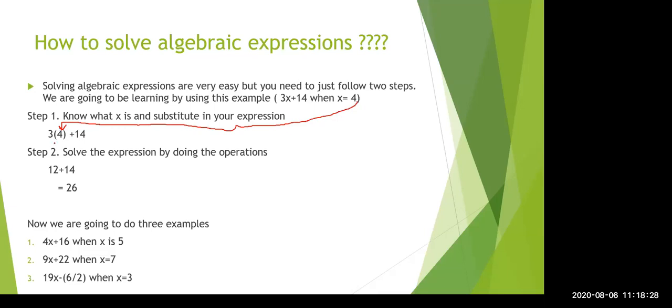Since we know what x is, this is just a regular order of operations or a regular math problem. We're first going to multiply 3 times 4, which equals 12, and then add 14, and that equals 26. So, when x equals 4 in 3x plus 14, the answer to that problem is 26. Does everyone understand that?